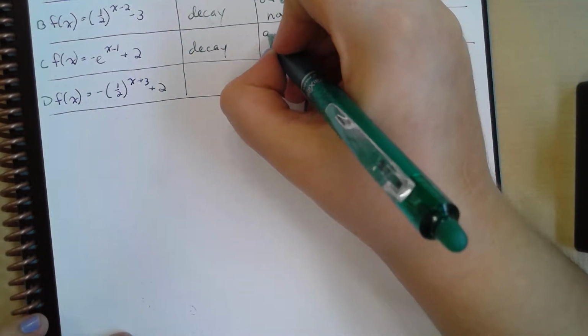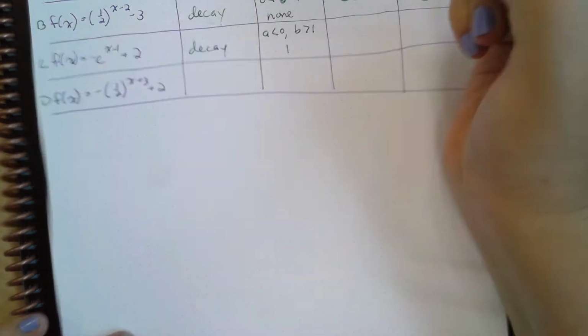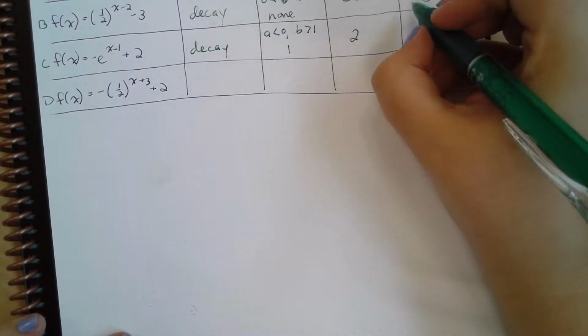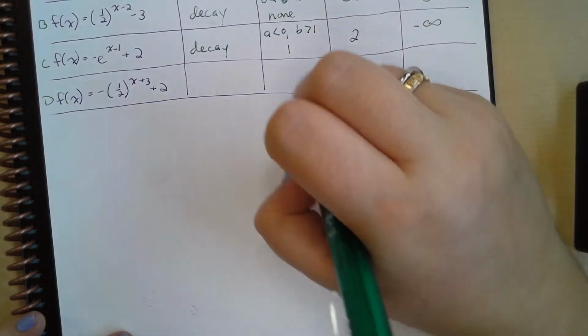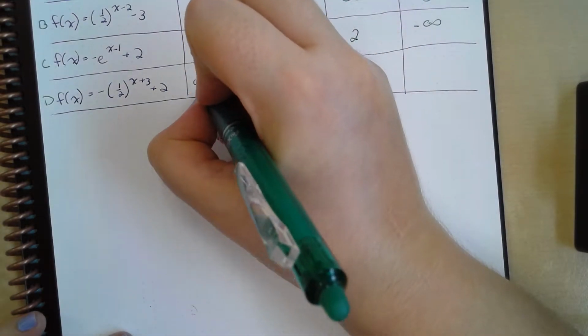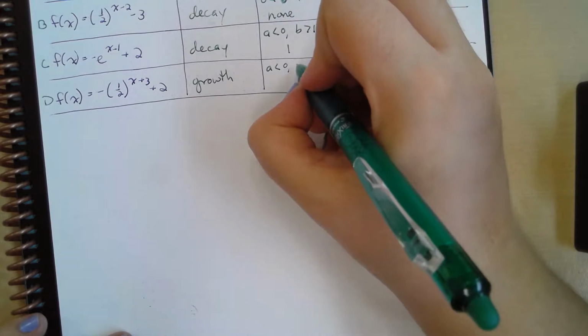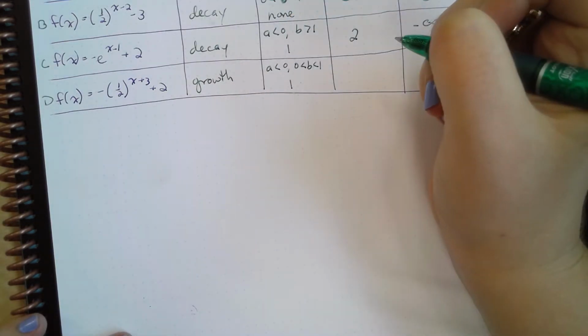For letter C, we again had decay. In this situation, a was less than 0 and b was greater than 1, and we actually did have one reflection there. Our limit as we went towards negative infinity was 2, and as we went towards positive infinity, it was negative infinity. And finally, part D, we had growth. a was less than 0, and b was actually between 0 and 1, and we had one reflection.